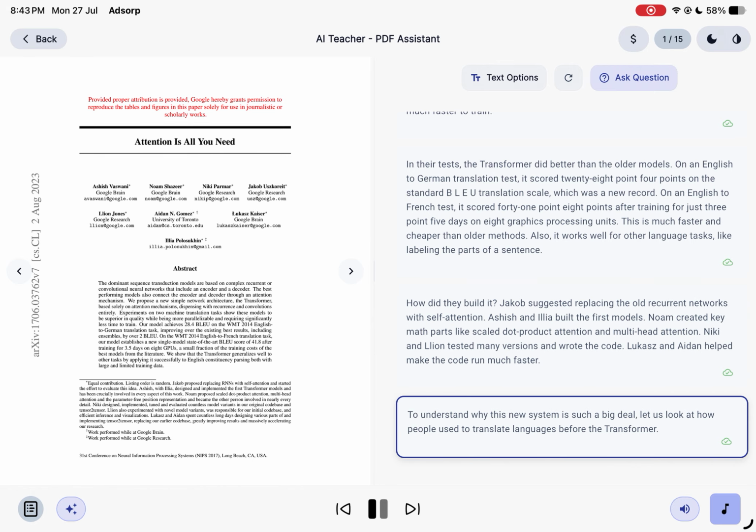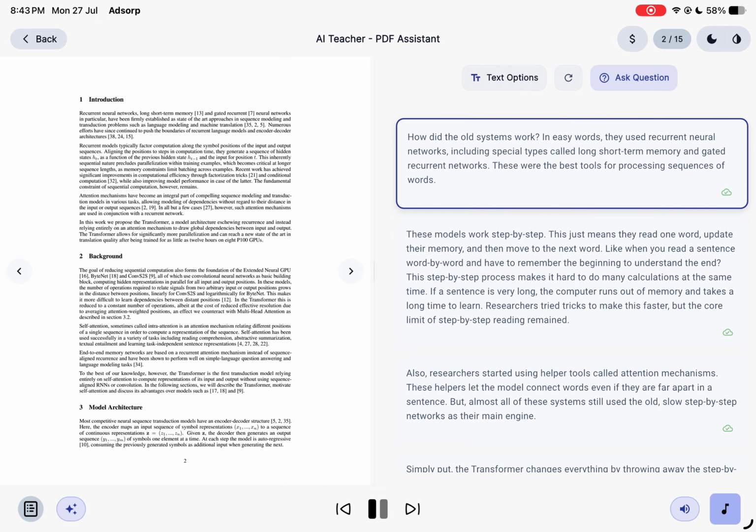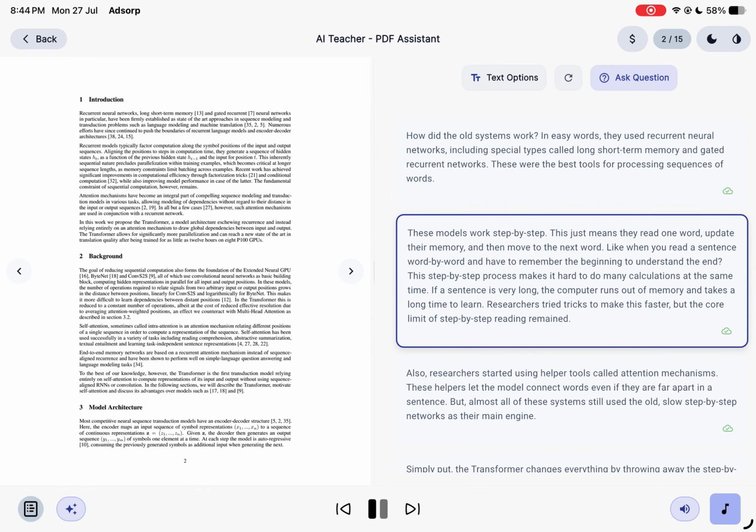To understand why this new system is such a big deal, let us look at how people used to translate languages before the transformer. How did the old systems work? In easy words, they used recurrent neural networks, including special types called long short-term memory and gated recurrent networks. These were the best tools for processing sequences of words. These models work step by step. This just means they read one word, update their memory, and then move to the next word, like when you read a sentence word by word and have to remember the beginning to understand the end.